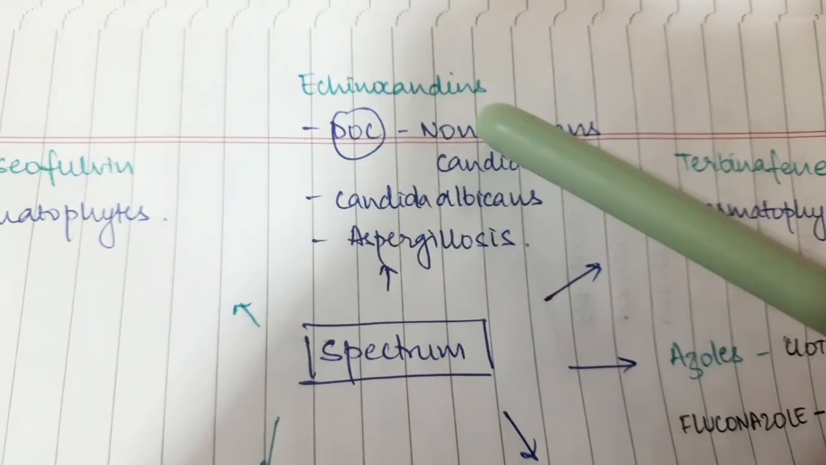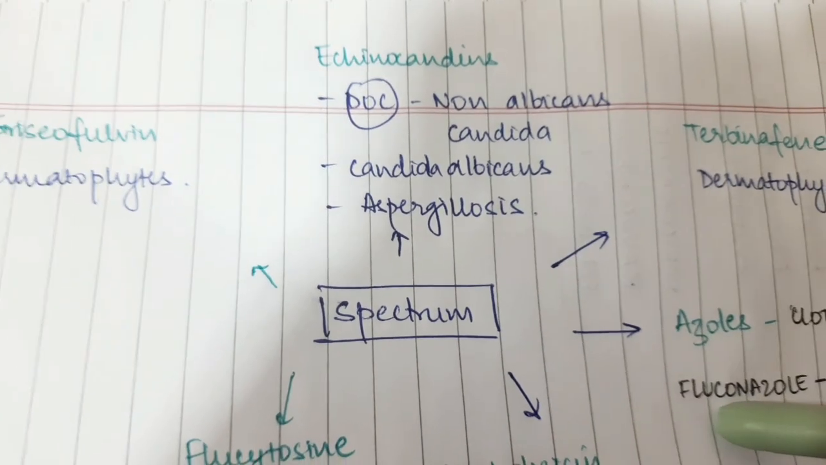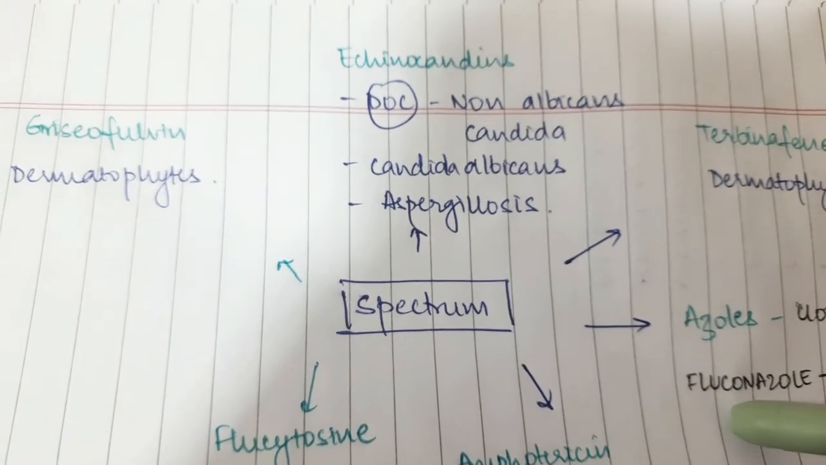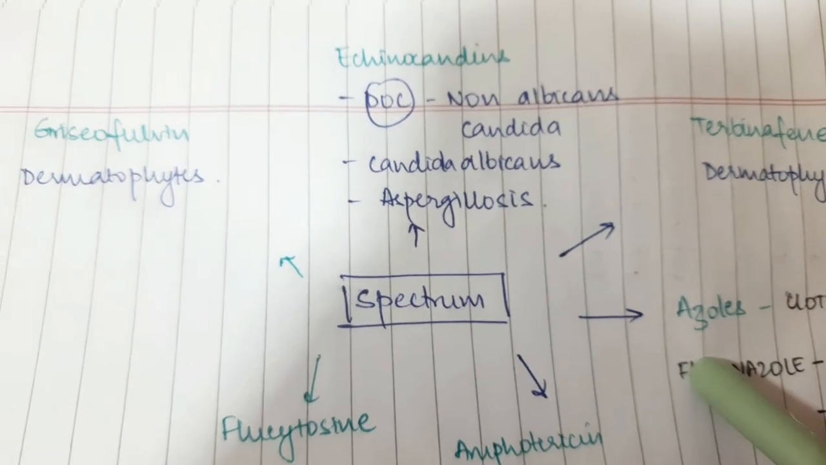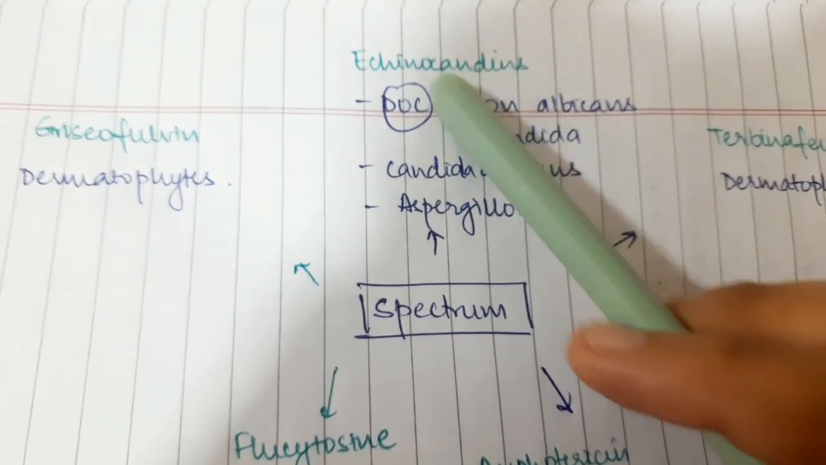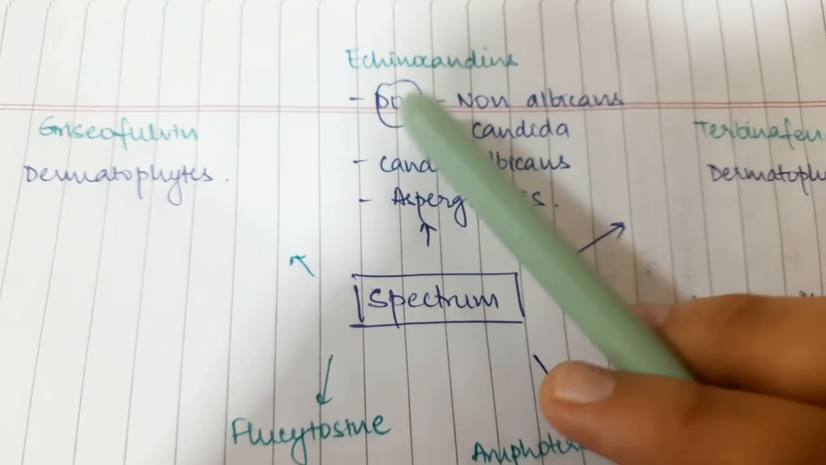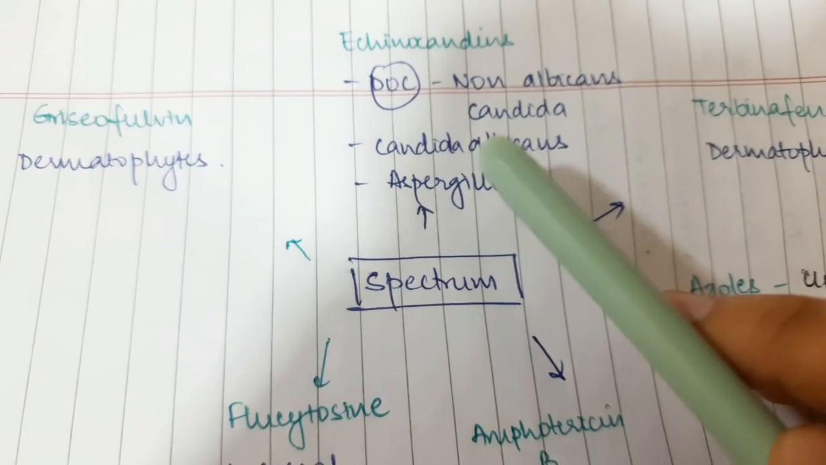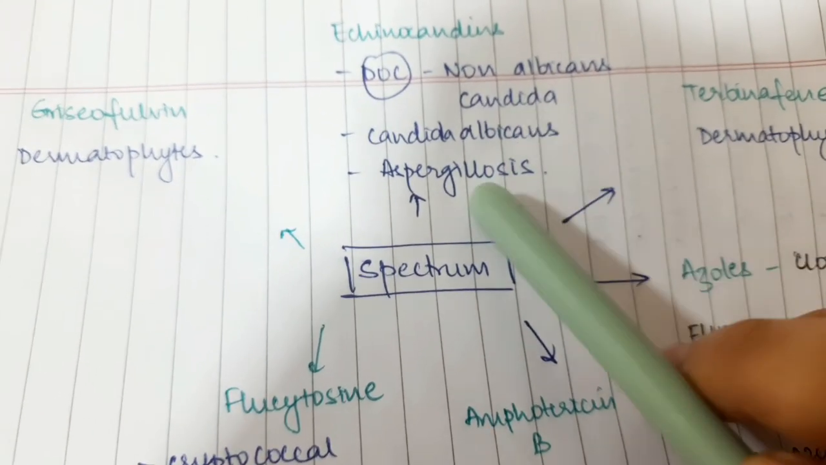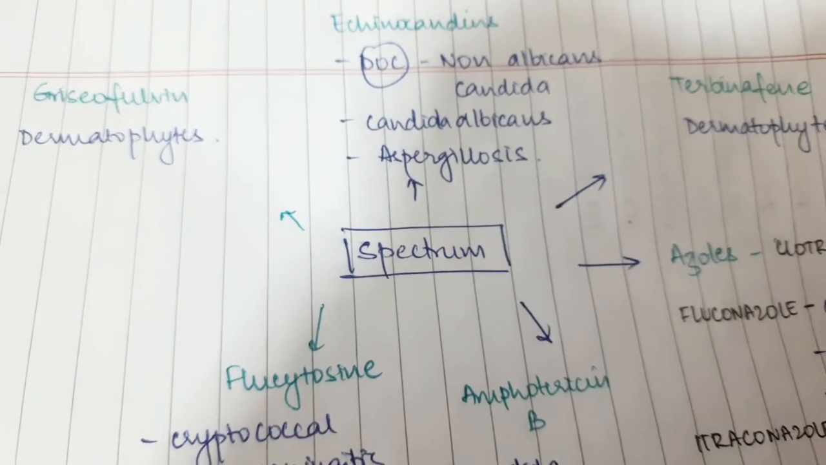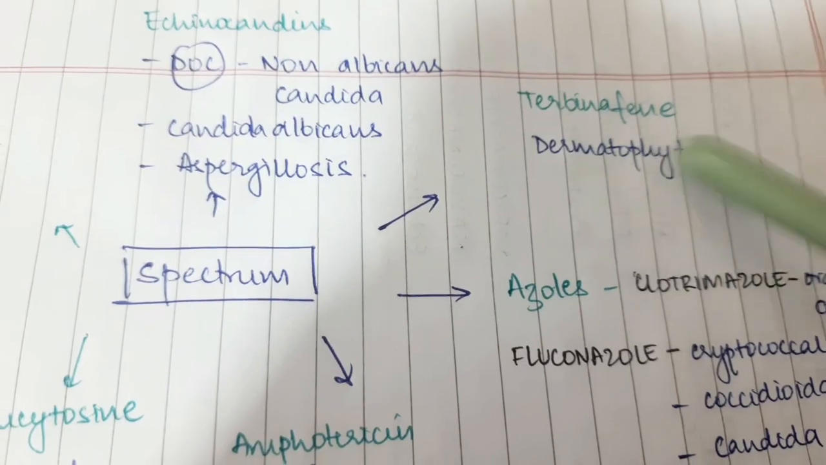Echinocandins are the drug of choice for non-albicans candida. So Candida albicans has a good sensitivity for fluconazole. So that is the drug of choice for Candida albicans. But non-albicans candida are resistant to azoles. That is why we give the drug group echinocandins in a non-albicans candida infection. This is the drug of choice in this case. Apart from that, it can be given as second line in Candida albicans as well, and then it can be given for aspergillosis. Finally, terbinafine is given in dermatophyte infection.